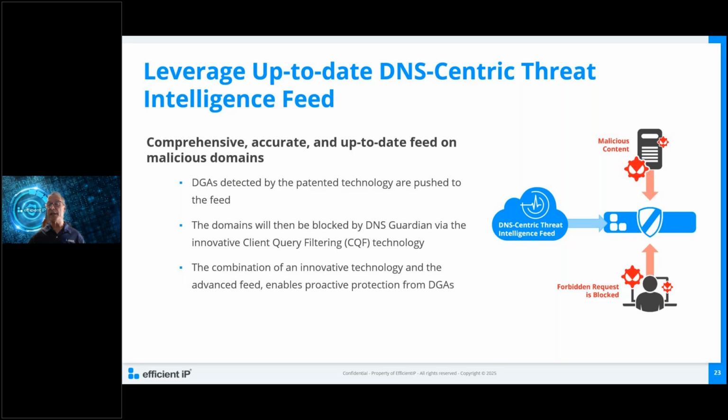This feed is then utilized in two formats: response policy zone, RPZ, for standard DNS firewalling, and EfficientIP's DNS Guardian client query filtering for advanced DNS filtering. These formats allow organizations to block, filter, or report malicious queries at the DNS level, ensuring harmful domains are neutralized before they pose a threat. Now, let's take a look at how these advanced DNS filtering engines are integrated into our automated protection.